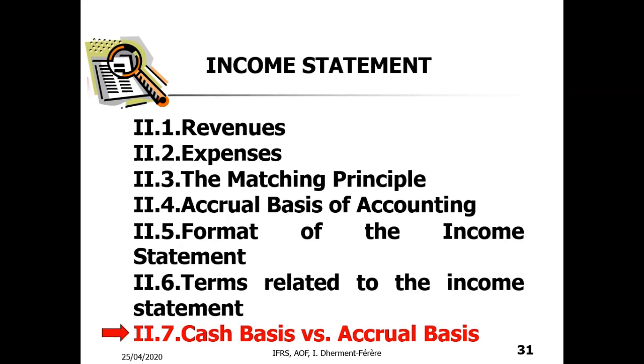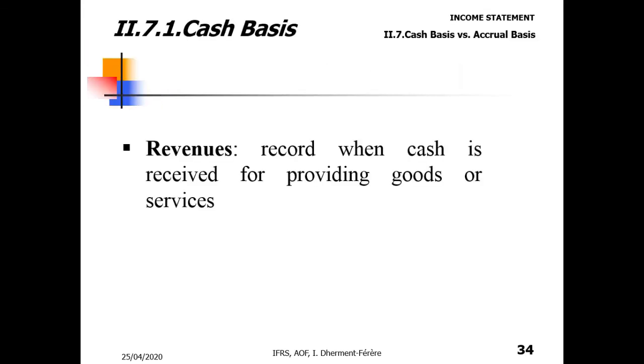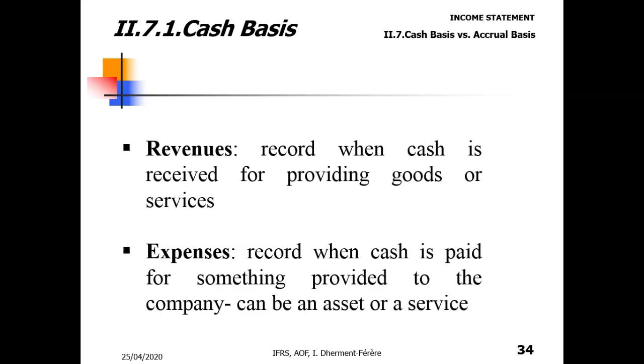And let's see the last point, cash basis versus accrual basis. Cash basis. In a cash basis, revenues are recorded when cash is received for providing goods or services. Expenses are recorded when the cash is paid for something provided to the company. It can be an asset or a service.